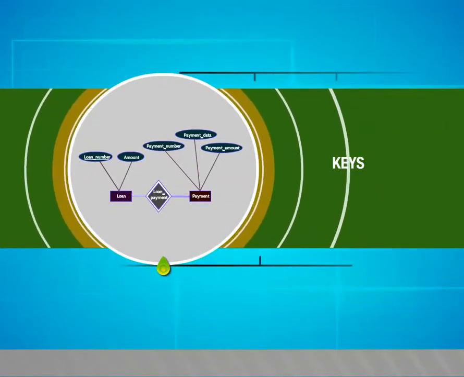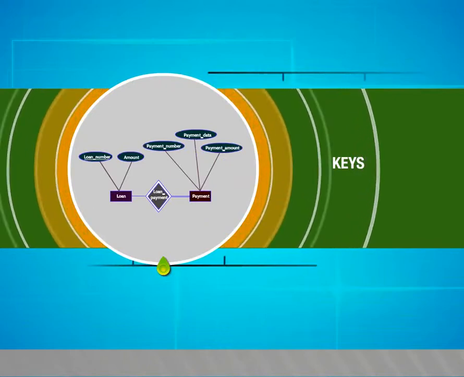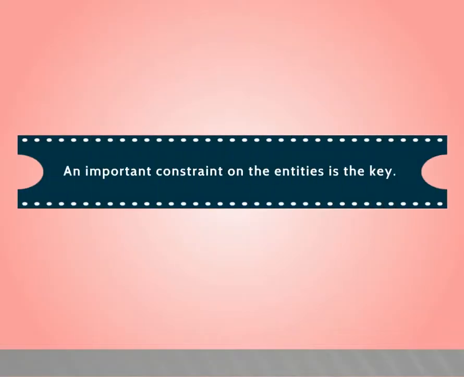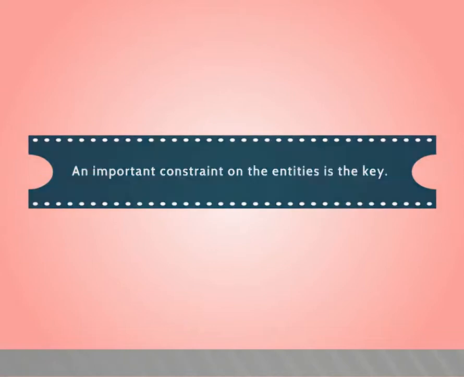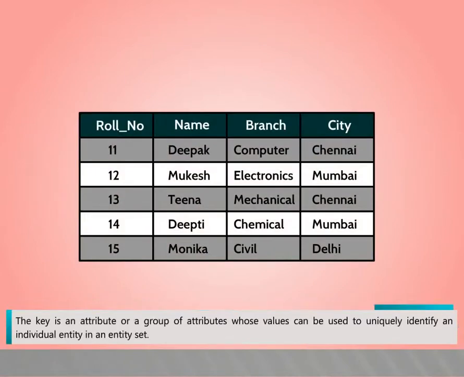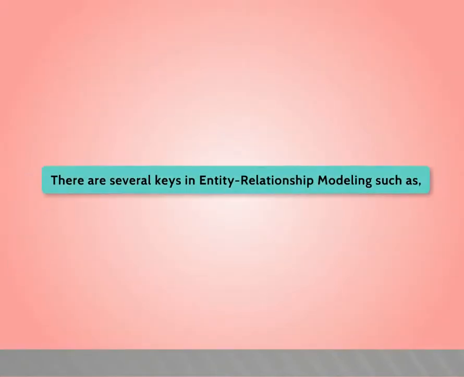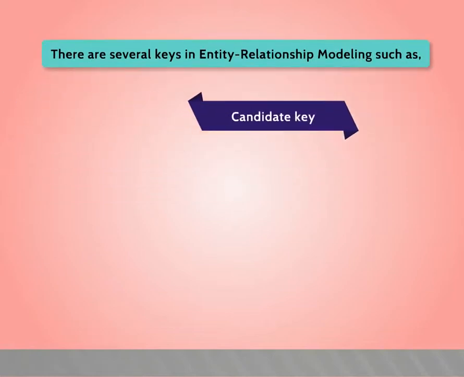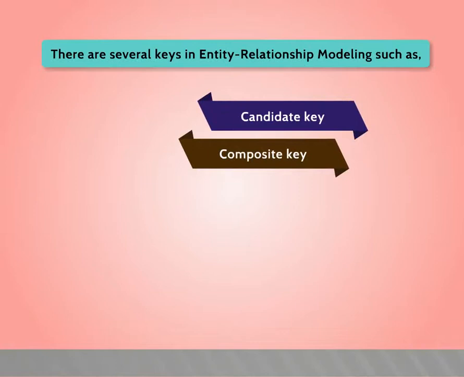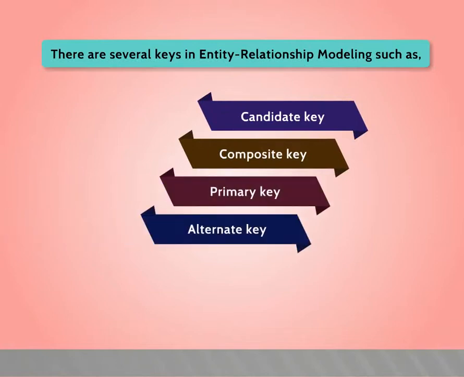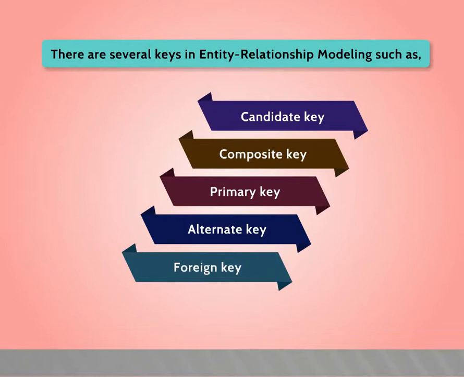Keys. In this video, we are going to see about keys. An important constraint on the entities is the key. The key is an attribute or a group of attributes whose values can be used to uniquely identify an individual entity in an entity set. There are several keys in entity relationship modeling, such as candidate key, composite key, primary key, alternate key, foreign key.